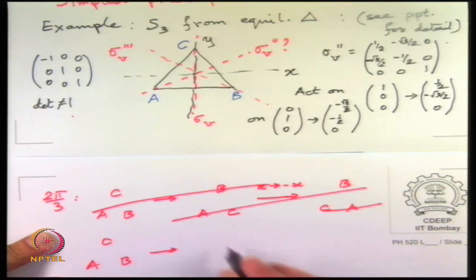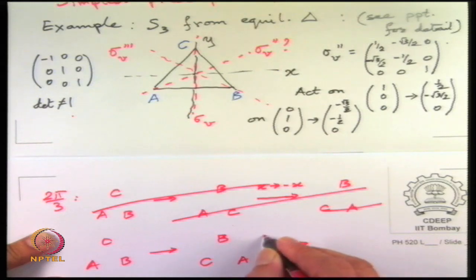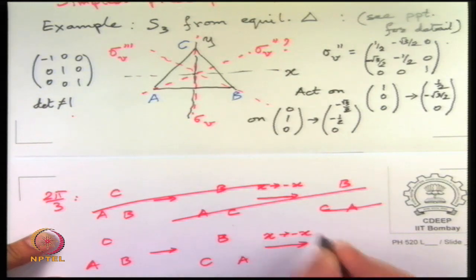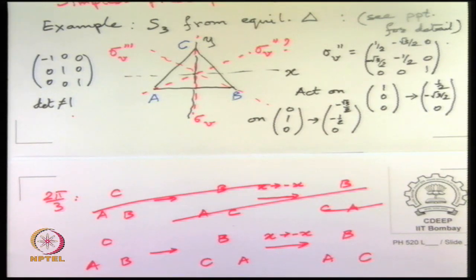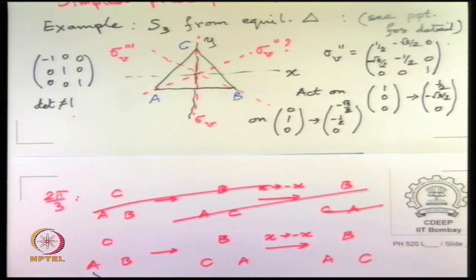So if we rotate this, we send B over here, we send A over here, A, B, C. So B goes there, A goes there, and C goes there, and then I do an x goes to minus x flip. It will put this B here, A here, and C here, right? So the net effect is to leave A unchanged. A remained where it is, and it flipped B and C.